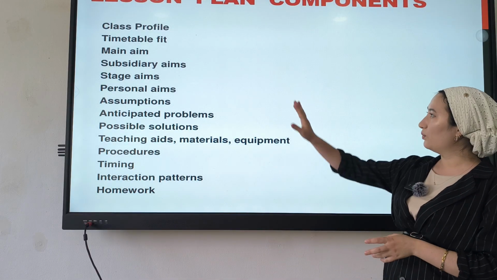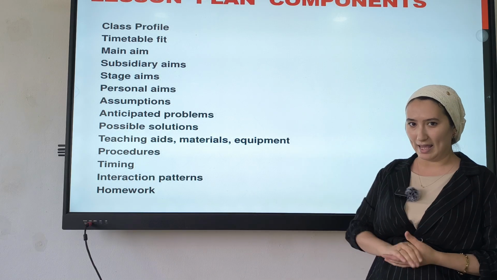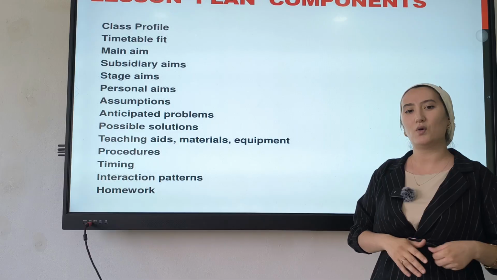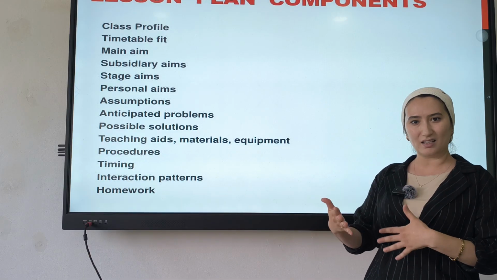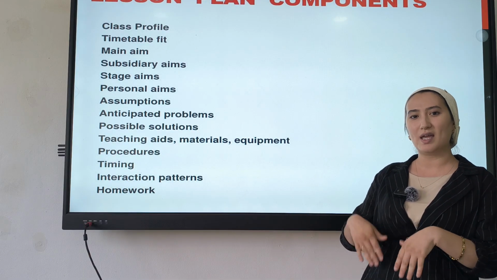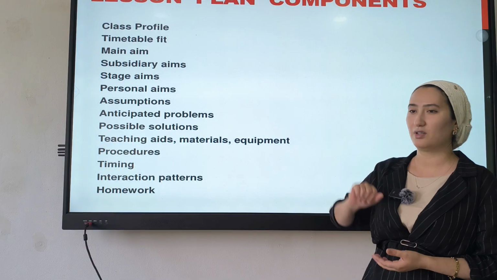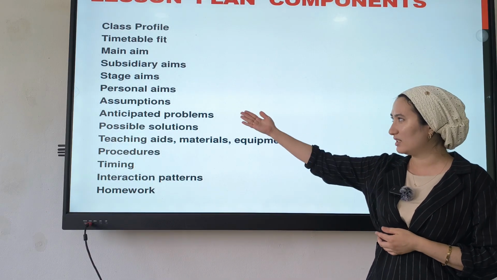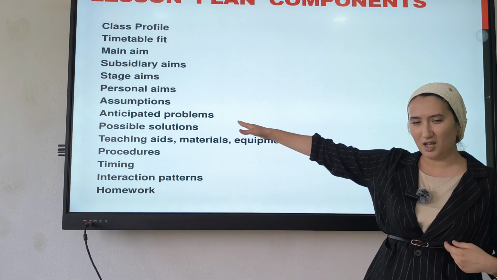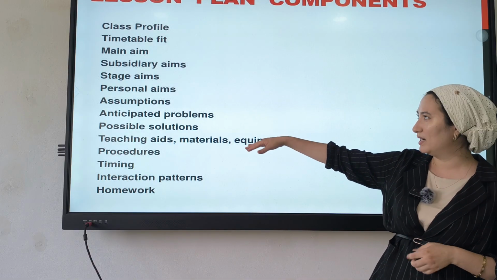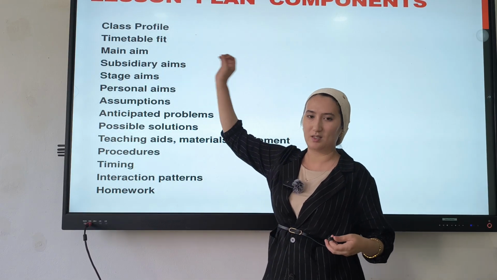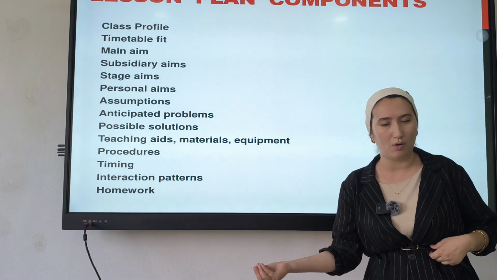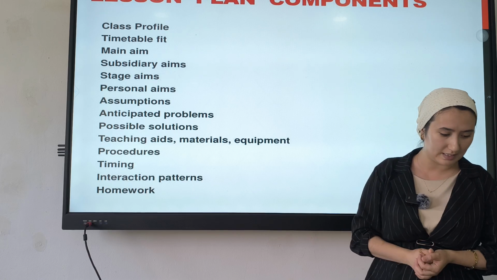And then we consider main aims and then subsidiary aims. Subsidiary aims mean you can add some activities in your lesson plan under this subsidiary aim, and then we can add stage aims and personal aims. They are optional, not compulsory, you can add them, but you have to add the main aim. So what is your main aim? What is the aim of your lesson? You have to consider this.